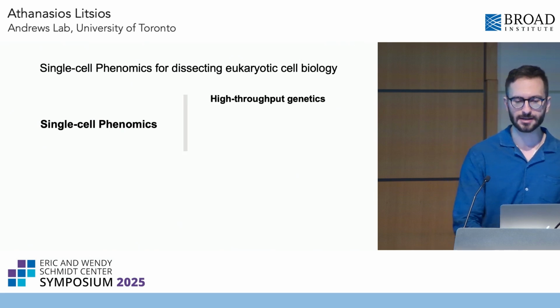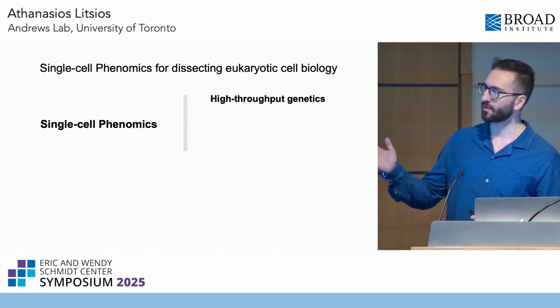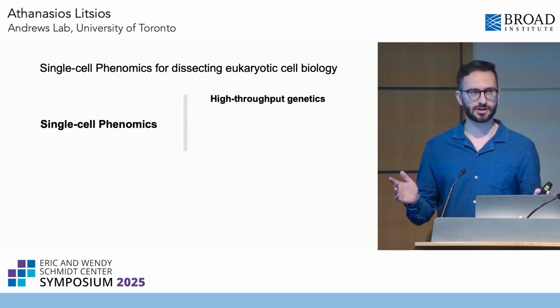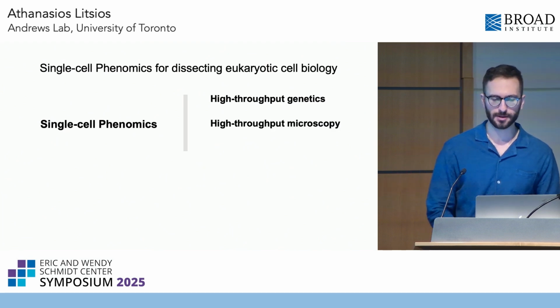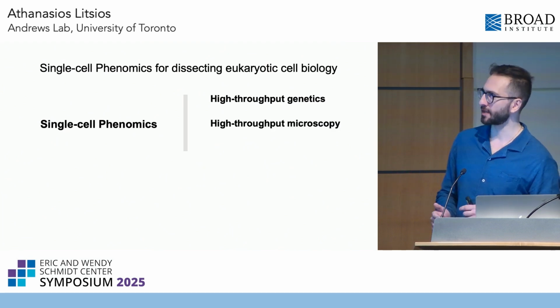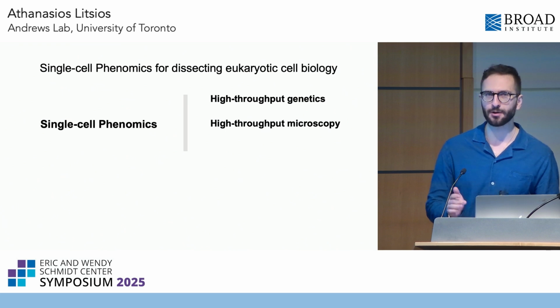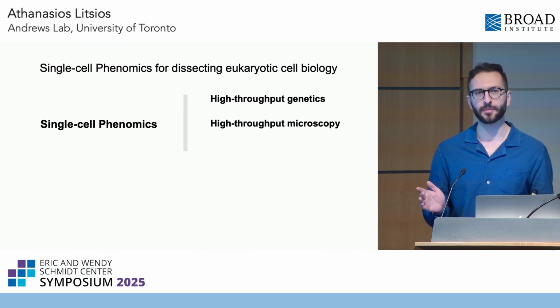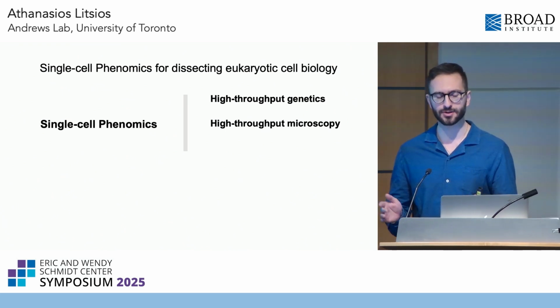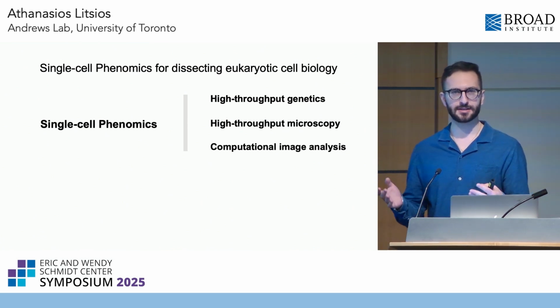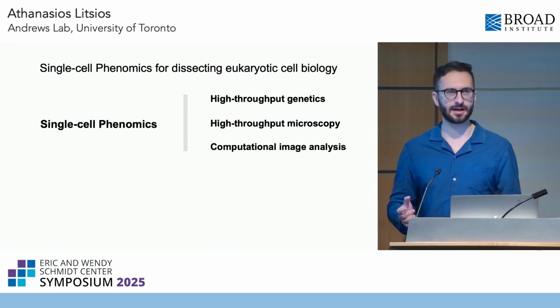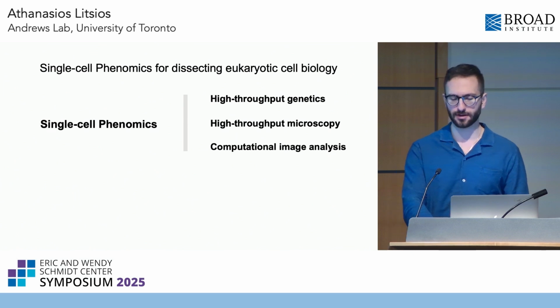So a typical single-cell phenomics pipeline entails the use of high-throughput genetics for the construction of a large number of cell lines or strains. And then we subject these strains to high-throughput live cell fluorescence microscopy, where we typically collect data from tens or hundreds of millions of live cells. And then we use computational approaches to analyze this data and extract systems-level insights about the function of eukaryotic cells.